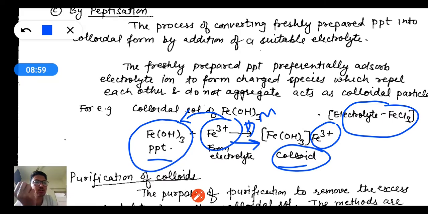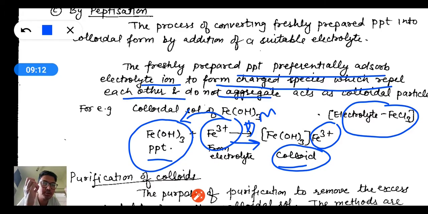Okay, so this is what is written here. The freshly prepared precipitate absorbs the electrolyte ion to form charged species which repel each other. So that is why these dispersed phase particles of the colloidal solution do not come closer to each other, they repel each other, and in this way they get suspended in the dispersion medium and remain in the colloidal state. Suppose this similar charge is not there, then what will happen? These colloidal particles will come closer to each other and settle down, and then precipitation will occur.